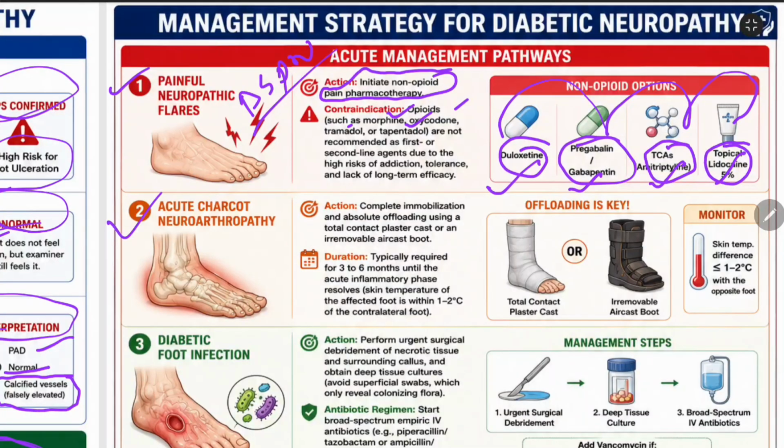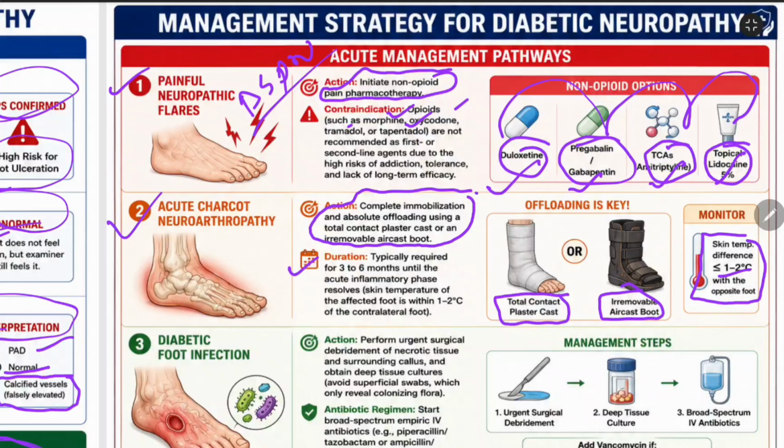Suppose the patient presents with acute Charcot neuroarthropathy. The goal is complete immobilization and absolute offloading using a total contact plaster cast or an irremovable air cast boot. This is typically required for 3 to 6 months until the acute inflammatory phase resolves. What is that? The skin temperature of the affected foot is within 1 to 2 degrees Celsius of the contralateral foot. So either we can use a total contact plaster for 3 to 6 months or an irremovable air cast boot. Monitor for 3 to 6 months. When the skin temperature difference between the two feet is less than 1 to 2 degrees Celsius, then we can remove it.